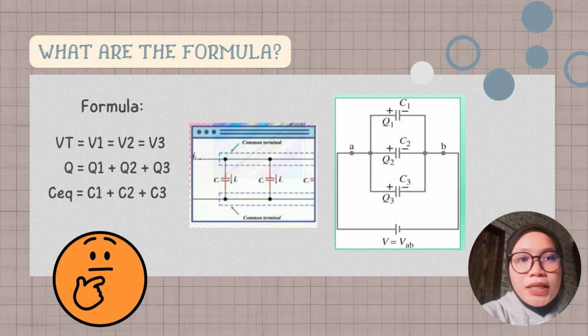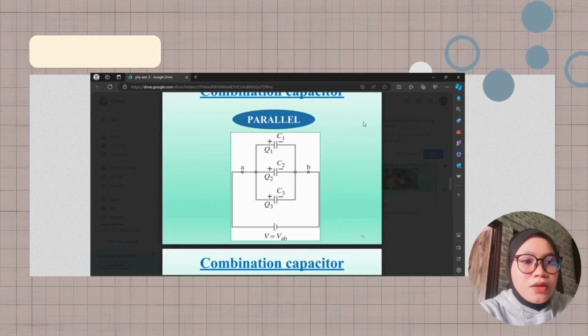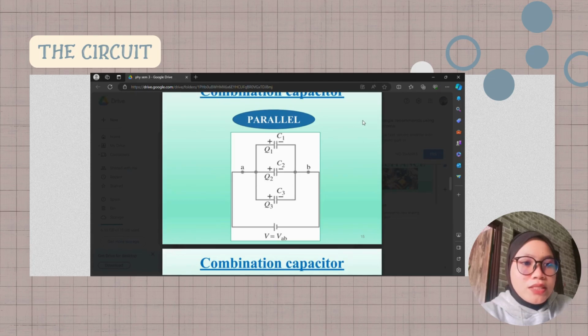For a parallel circuit, the equivalent capacitance can be calculated by the formula C total equal to C1 plus C2 plus C3. Okay, next, like you guys see here, we have a circuit.